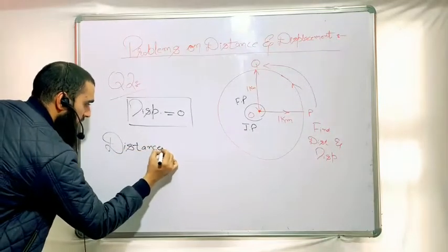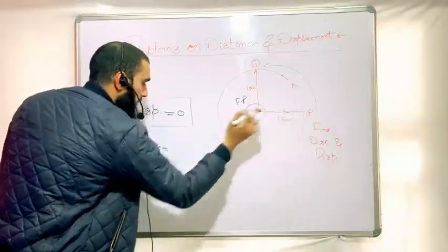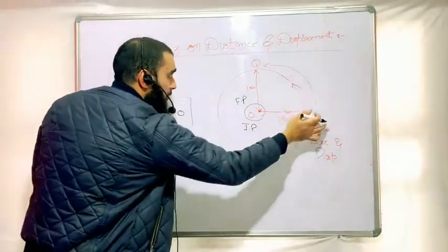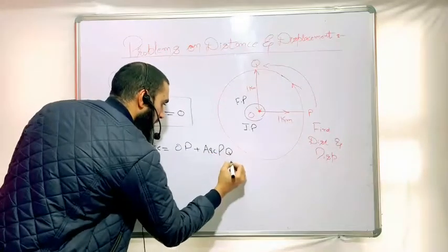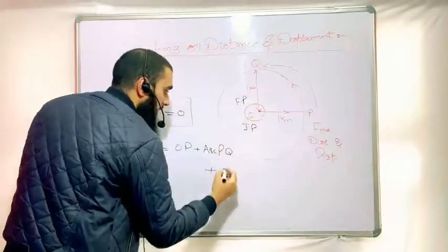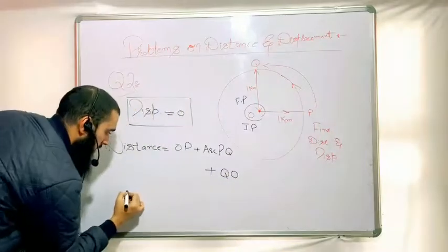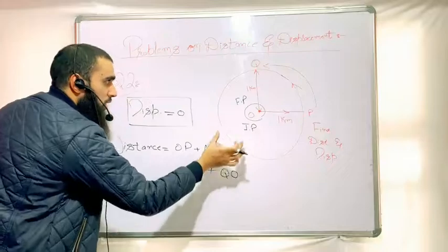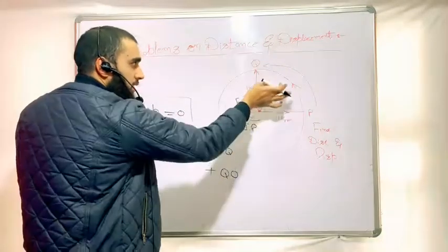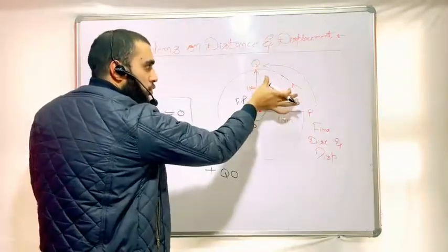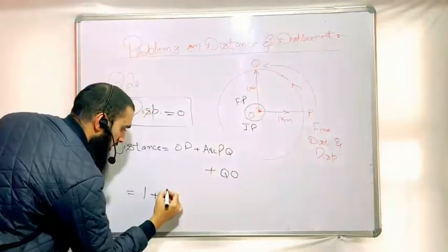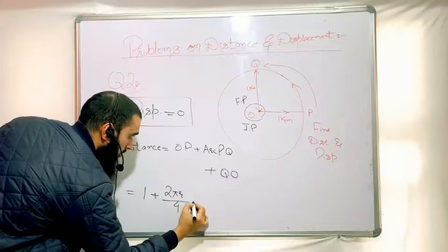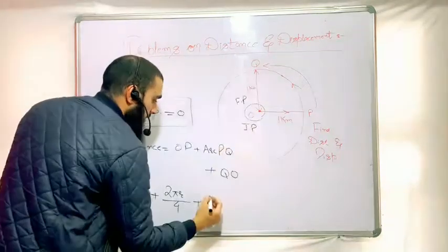So distance is equal to, first of all, starting from O to P, plus arc P to Q, plus back to O, that's Q to O. This OP is 1 kilometer, plus this arc PQ, it's one-fourth of the circle. If the circumference is 2 pi r, this will be 2 pi r divided by 4, plus OQ, which will be 1.